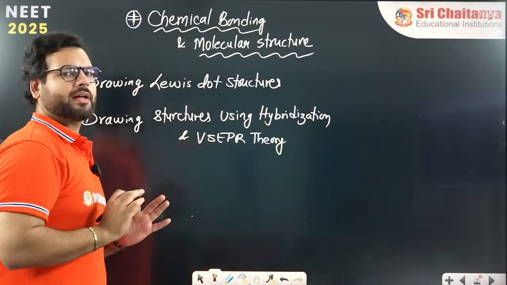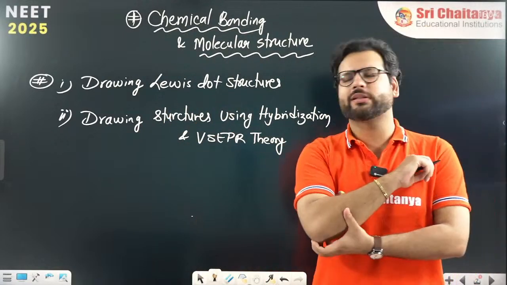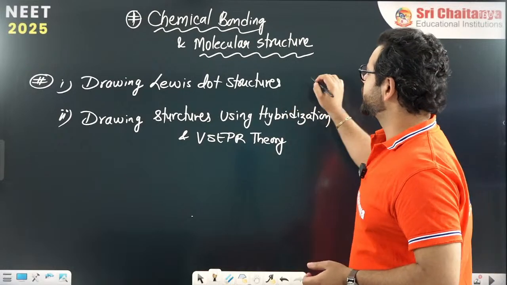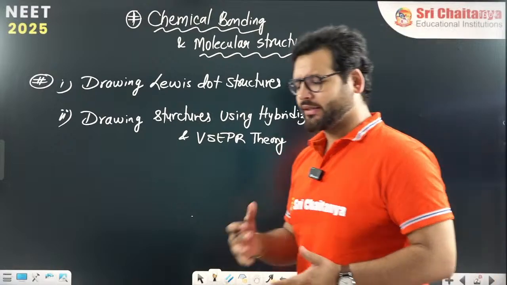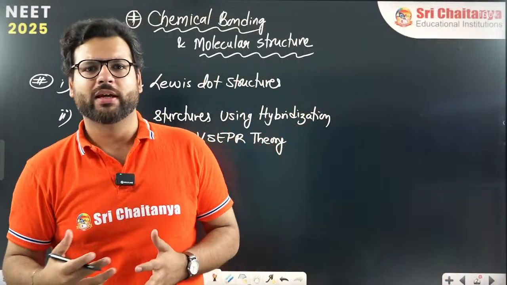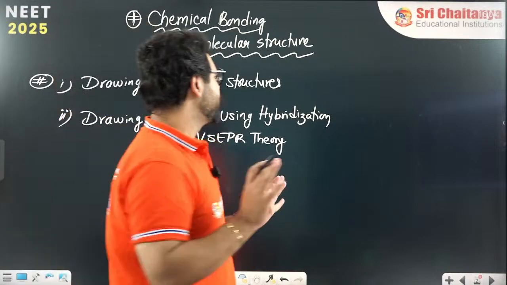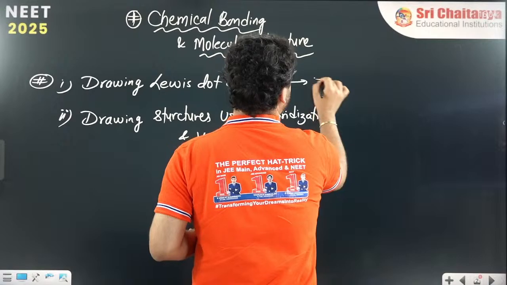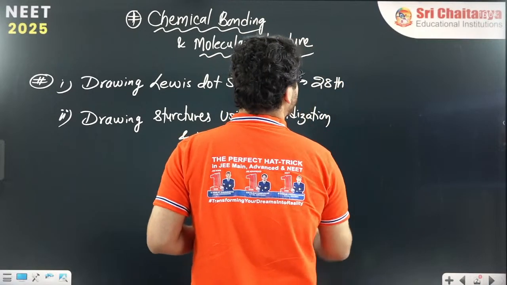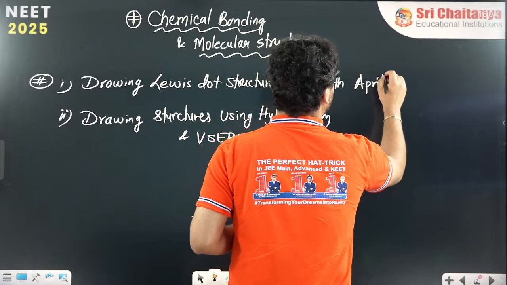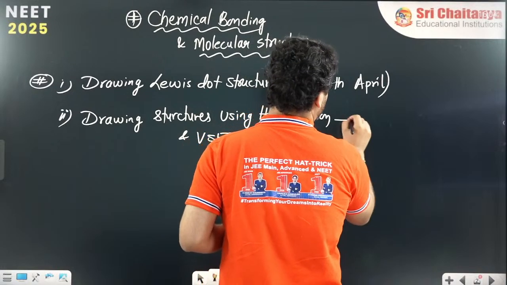So these are the 2 things that I'm going to teach you. Drawing the Lewis dot structures today we'll do. Drawing structure using hybridization and VSEPR theory will continue in the next 2 classes. The schedule I've given you: this is going to be today's class, 28th April, and this will go on 29th, 30th April.